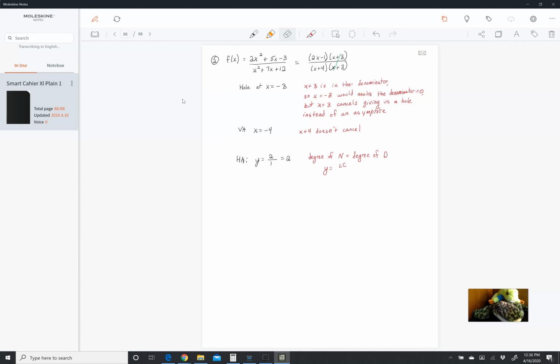I'm going to abbreviate leading coefficient as LC. Okay, everything else gets ignored. Everything else becomes irrelevant. So the x squareds cancel and you're left with 2 over 1. And for the slant asymptote, there is no slant asymptote, primarily because there's a horizontal asymptote.